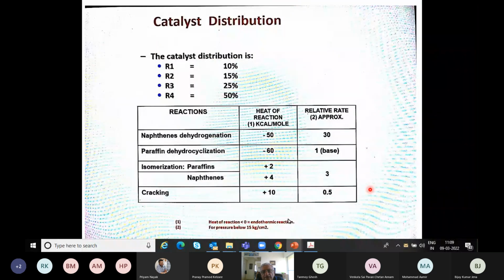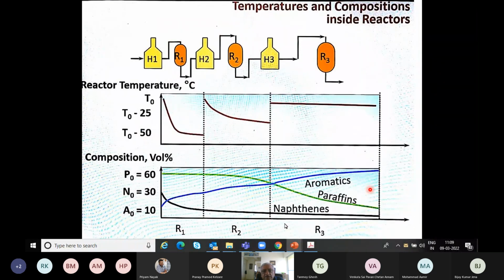Now, if you look at the catalyst distribution in the first, second, and third reactors, you can visualize that we put less catalyst in the first reactor. In the second reactor, we put more catalyst, and the largest amount of catalyst is in the third reactor because we need more residence time for those difficult reactions like isomerization of cyclopentanes to cyclohexanes, as well as dehydrocyclization of paraffins. The first reactor mostly does dehydrogenation of naphthenes to aromatics, which is a pretty fast reaction.